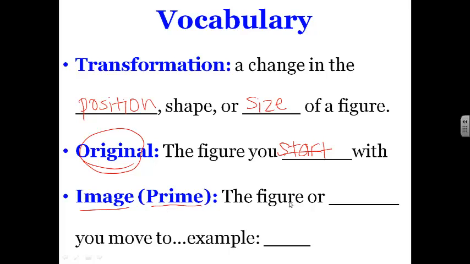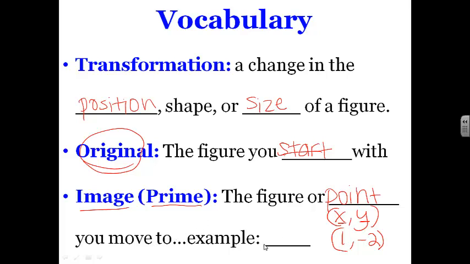We should know what prime means. Prime means the figure or point. A point is like an XY point, on our x-axis, on our y-axis. So a point would be like 1, -2. Where would this coordinate pair be a point on the graph? So and so forth. And you already know how to do that. So it's the figure or point you move to.